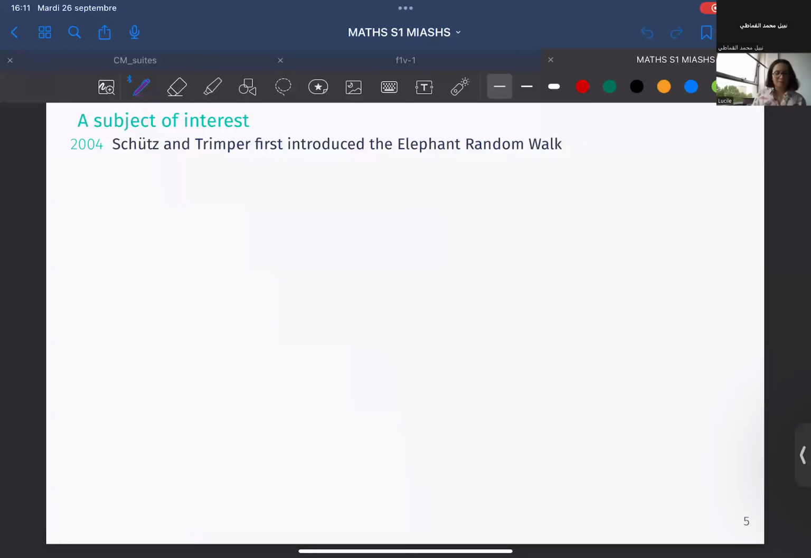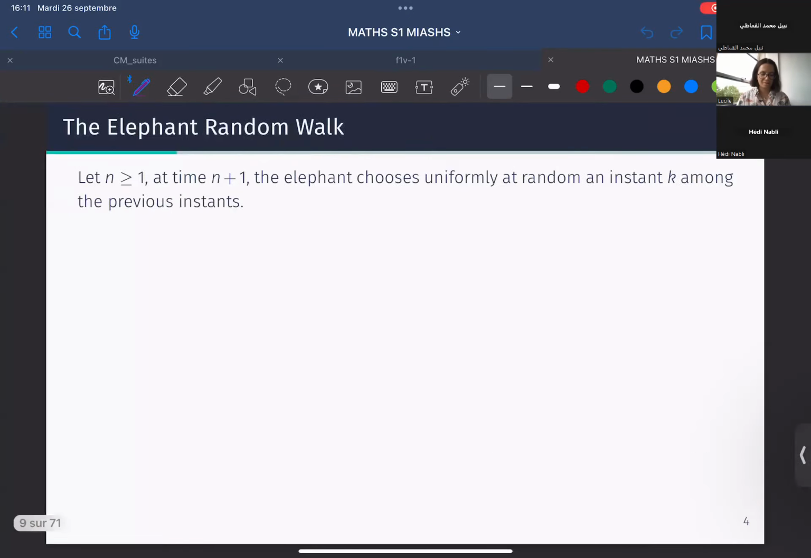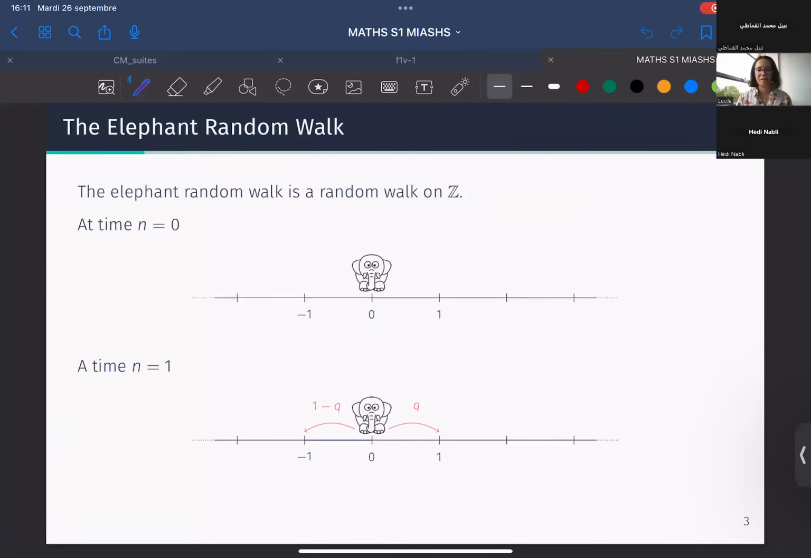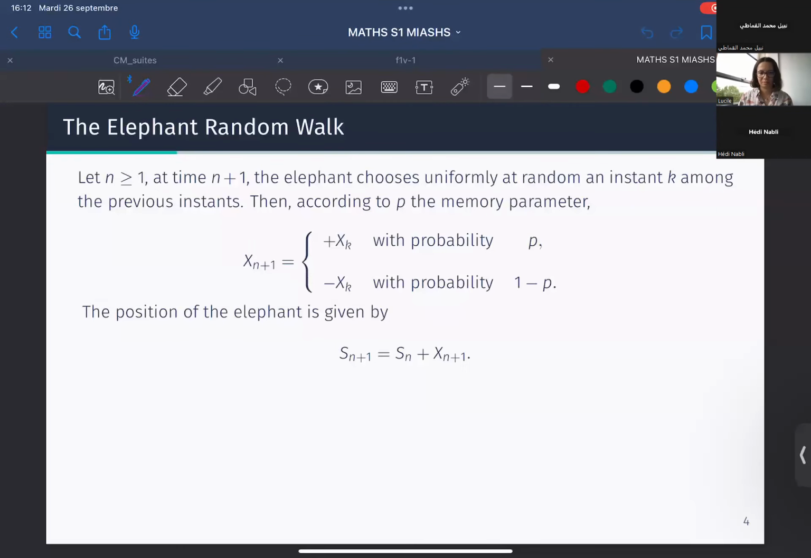So P and Q are different. Excuse me? At the beginning, you talked about Q, the parameter Q. Yeah, and Q is just for the first step, but then it doesn't appear anymore. Okay. It's just to signify that the first step might be anything, and that it does not depend on P, but the next steps, the memory depends on P. Okay.